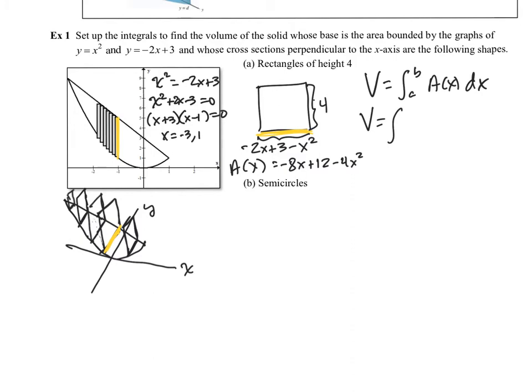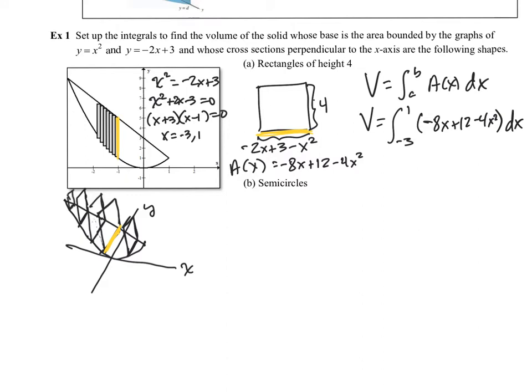So our left bound here would be at negative 3, and then our right bound would be at 1. So we're going to integrate from negative 3 to 1, and then we need to take a of x. Remember, we figured out what a of x was right here. So let's put that in some parentheses and write negative 8x plus 12 minus 4x squared. Let's close those parentheses, and then don't forget about your dx.